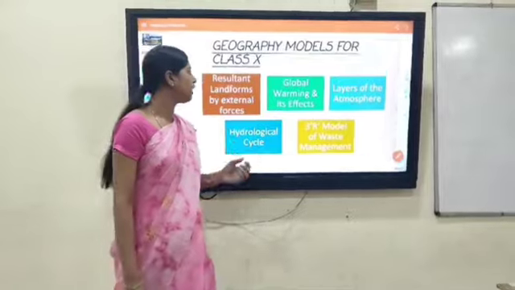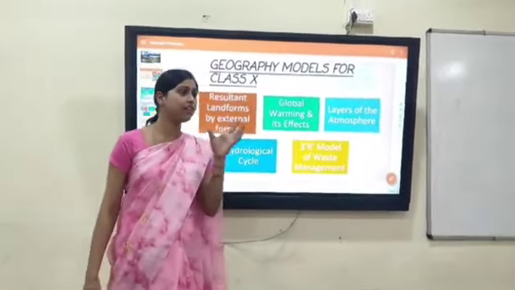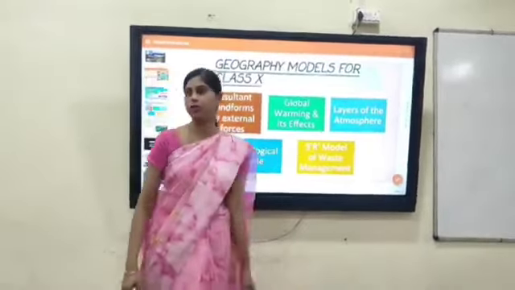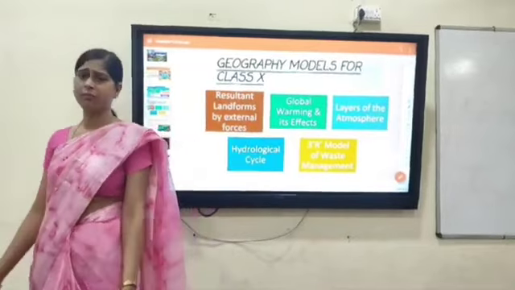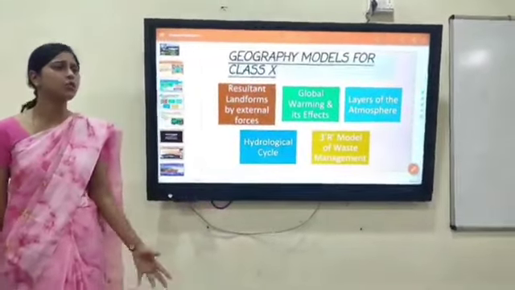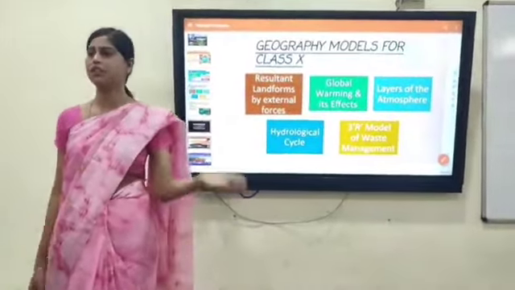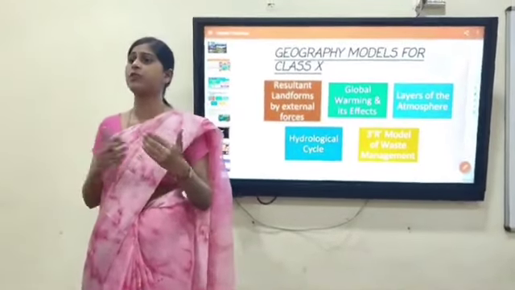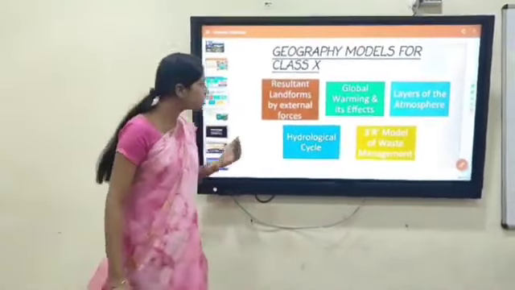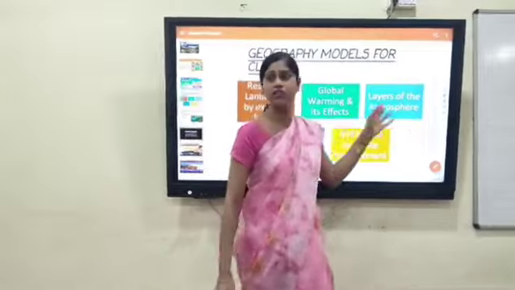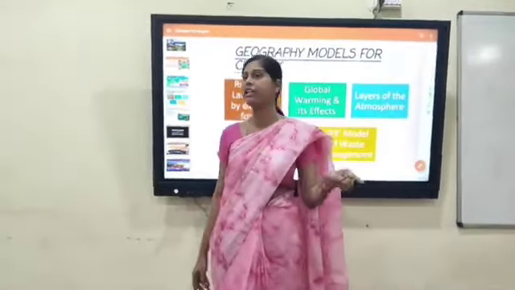Yes. So these are all very much interrelated. Then the layers of the atmosphere, which sometimes create so much confusion for the students, and they don't understand the difference between the troposphere, stratosphere, and these layers. So this will be very helpful and beneficial for them to learn effectively.